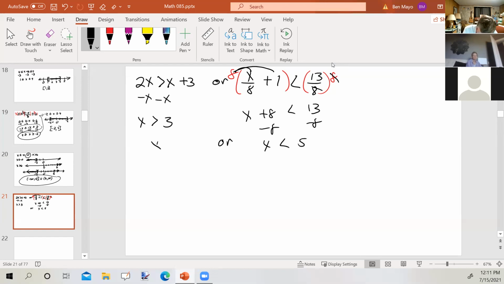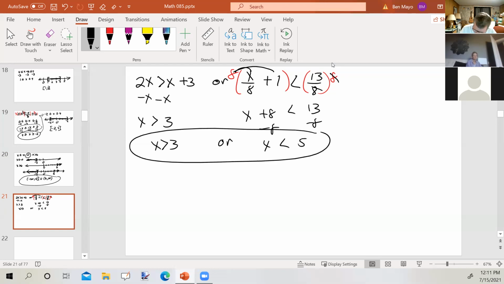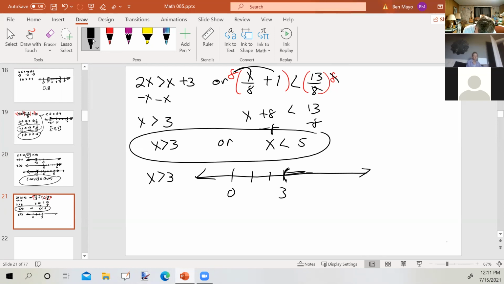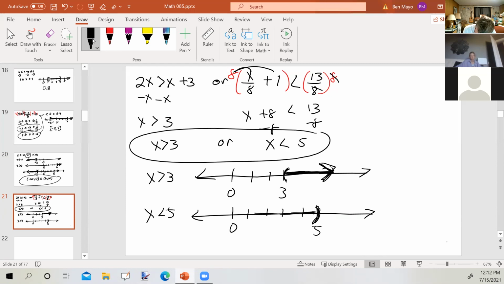And here's the or situation. So let's write this all on the same line. So I've solved each inequality for x on the left. It looks like a 4, but it's supposed to be an x. So let's graph these two things. x greater than 3 would look like that. x less than 5 would look like that.